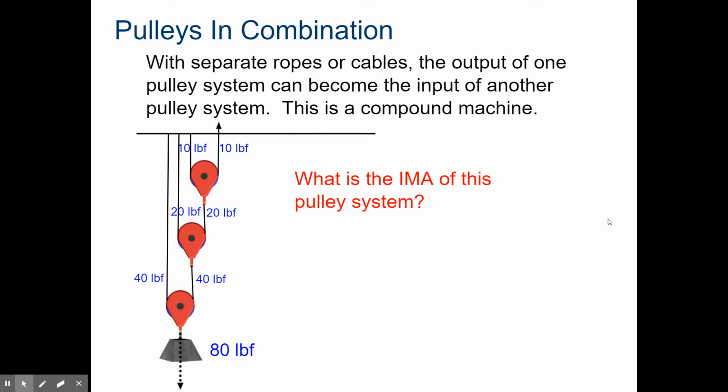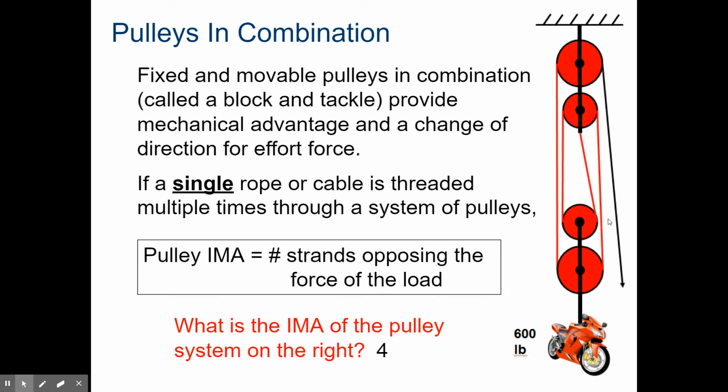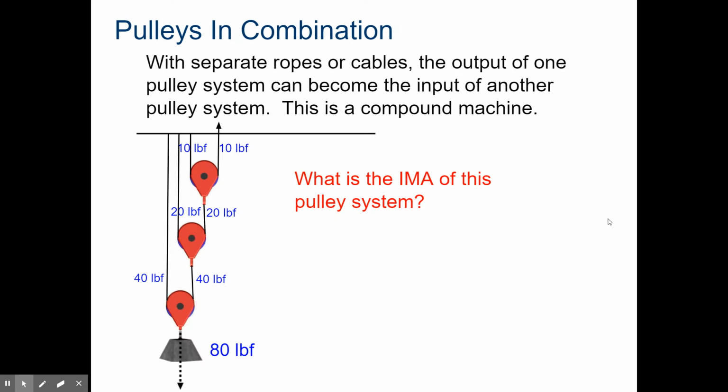All right, so what is the IMA of this pulley system? Now, the difference between this and this is that there's a single strand here. Here I have multiple strands. So we're going to look at each one individually and we're going to multiply them together. So the IMA total is the product of the 3 different IMAs because we have different strands in this system.